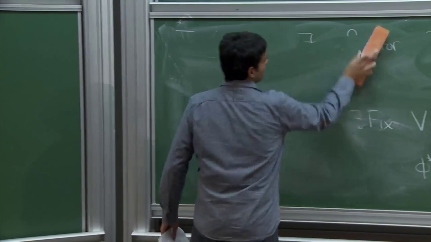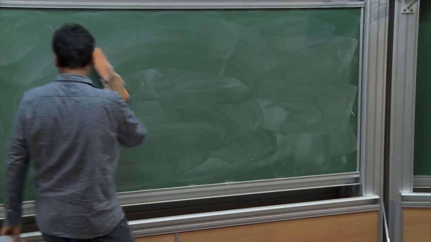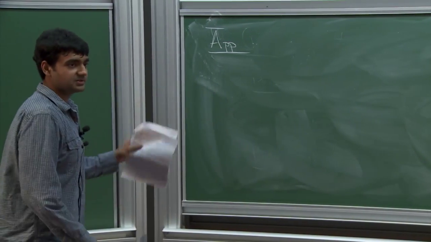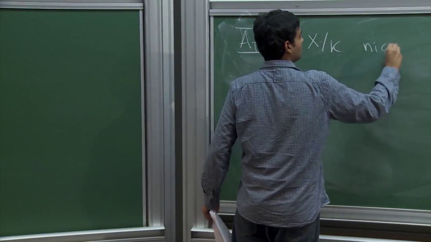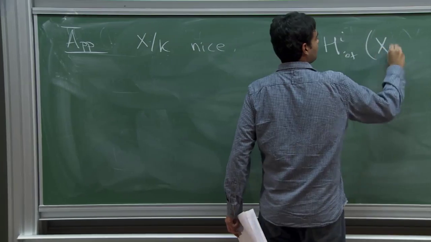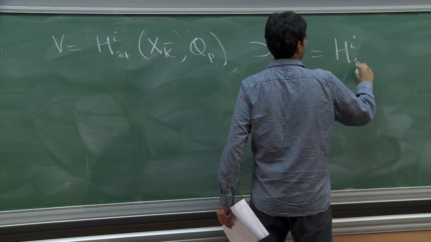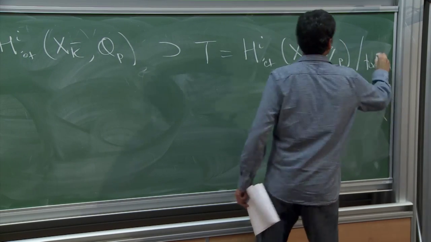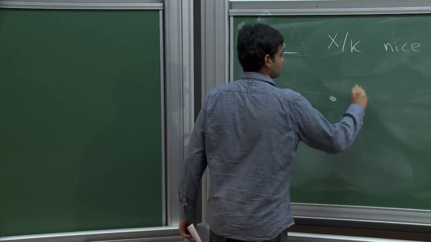So, in our application, wait, is there a question? So if you start off with X over K, which is nice, and you set V to be the étale cohomology of X_K-bar with coefficients in Q_p, and inside here you have this lattice T, which is the Z_p étale cohomology modulo torsion, then you're in the setting where Kisin's theorem applies. Well, sort of. First we need to assume V is semi-stable.